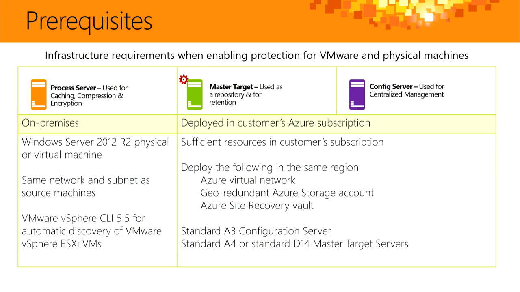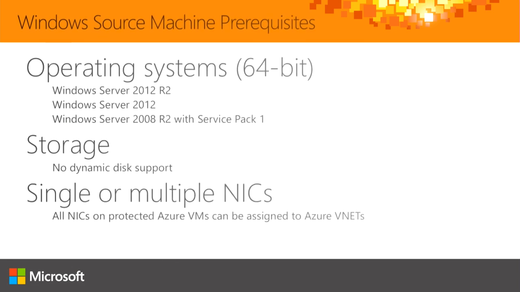So your target servers and your config servers, again, they have to be in the same virtual network. Your storage account must be geo-redundant. Kind of defeats the purpose of putting it into a single data center when it's disaster recovery. Standard A3 configuration server and standard A4 or D4 for master target. Of course, you can always change that to fit your environment. So if you're like me and your servers are critical because of their overall tasks, then give them a little bit more resources.